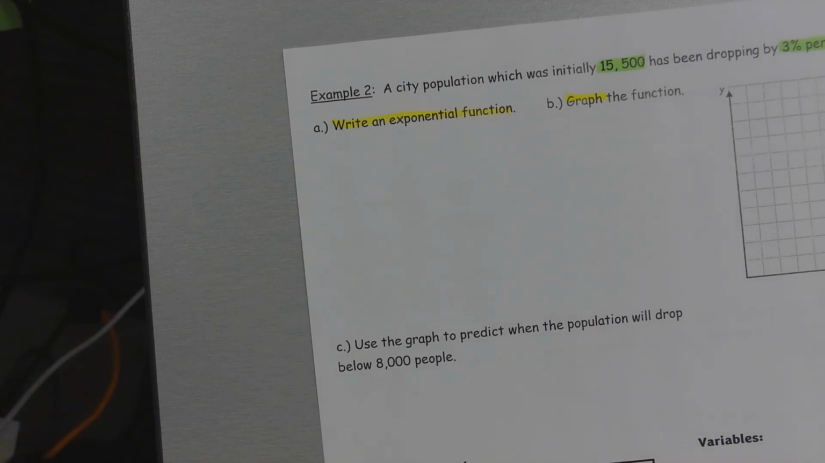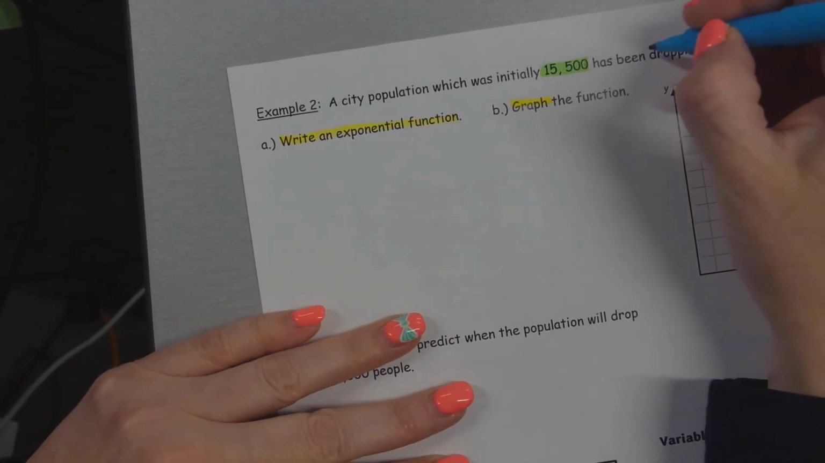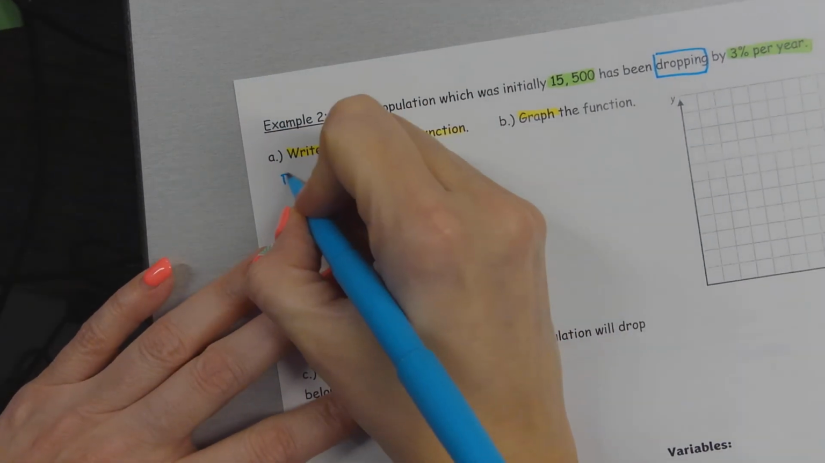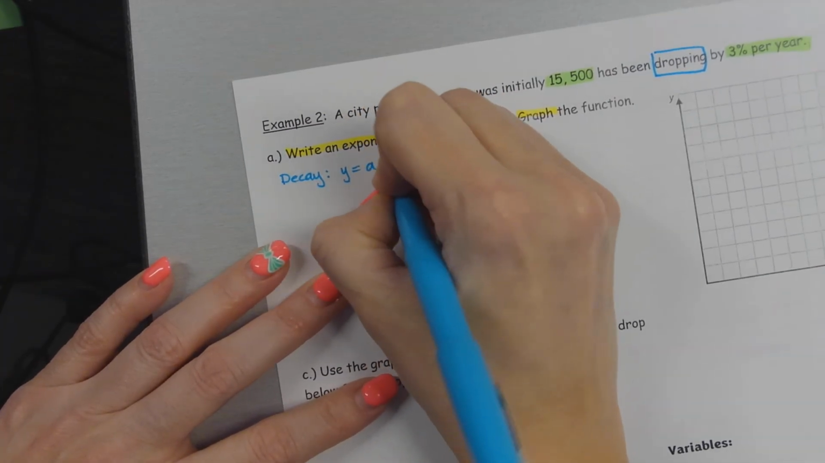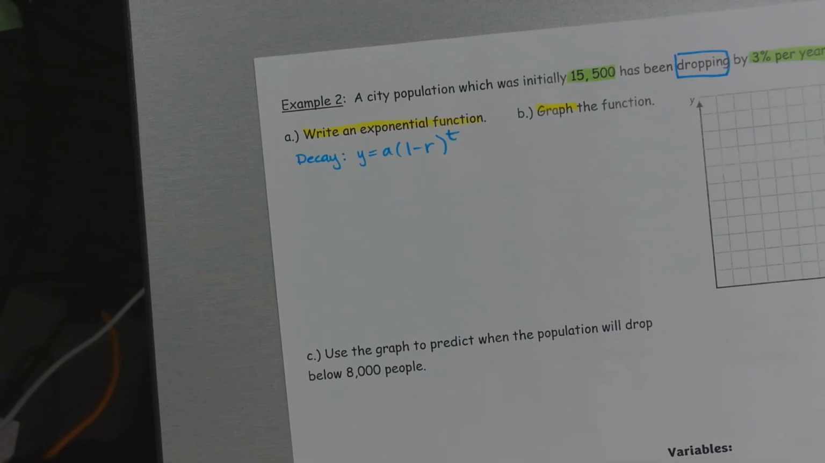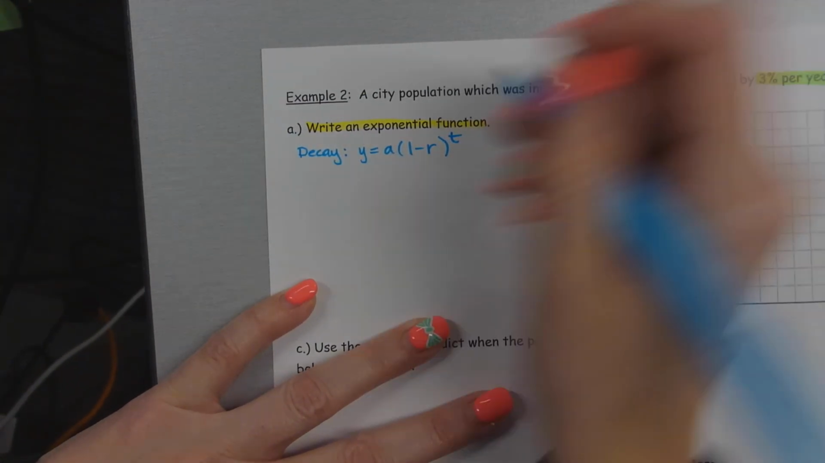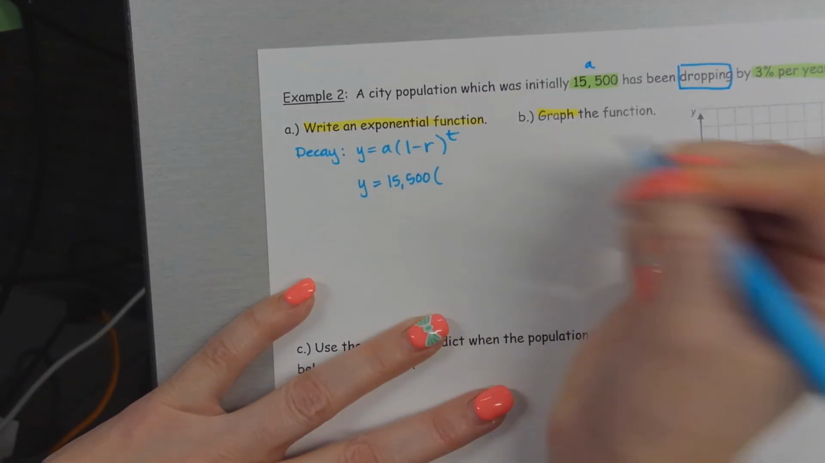Okay, so this is the city population was initially 15,500, and then notice that they say it has been dropping by 3% per year. So if it is dropping, we should use our decay model. Okay, so that's y equals a, 1 minus r to the power of t. Okay, so they gave you that key word for initially. All right, so we put the 15,500 in there.